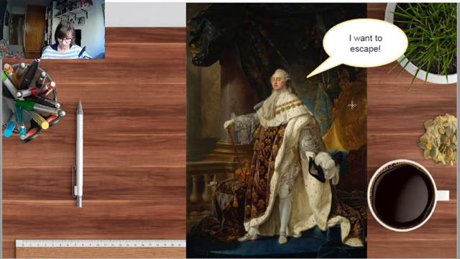By trying to escape, Louis showed that he didn't support the revolution. Instead of a constitutional monarchy, many people now wanted a republic, accusing the king of treason.